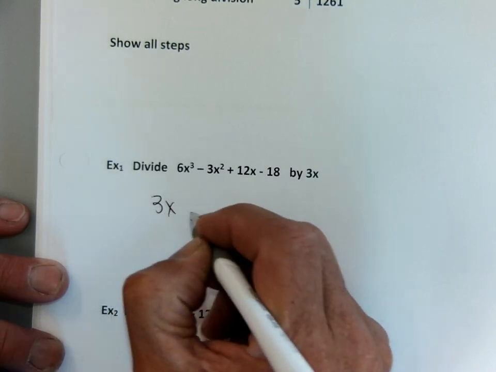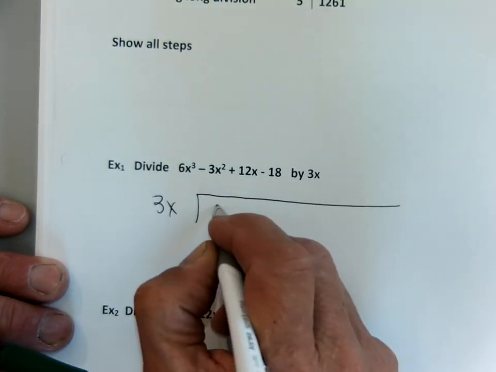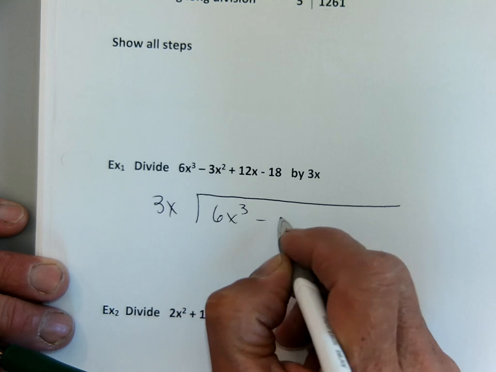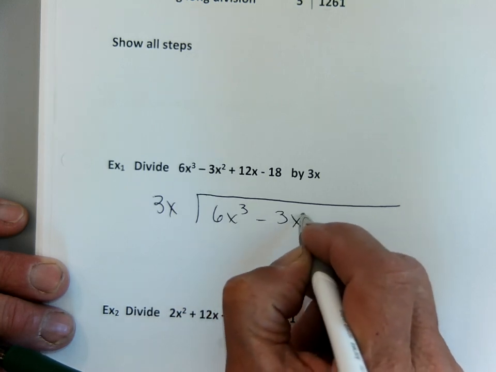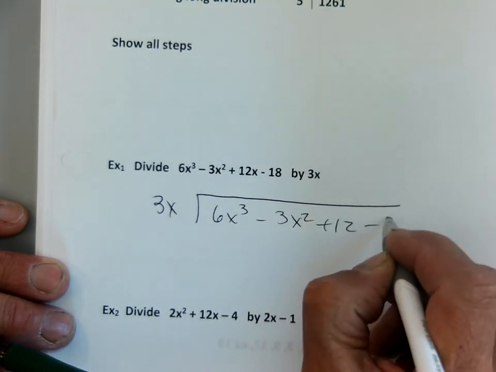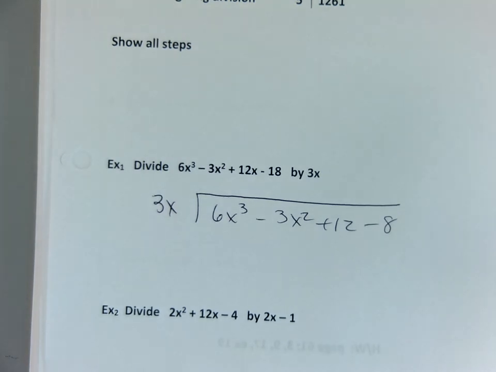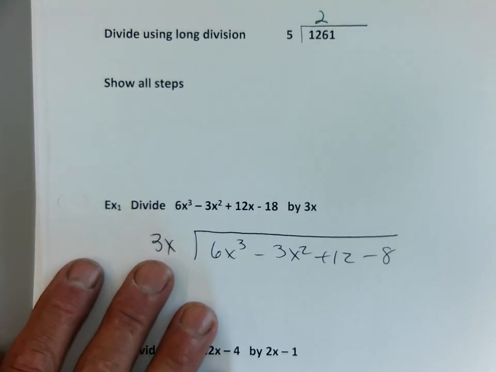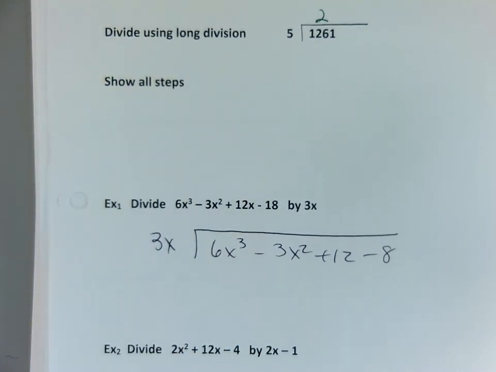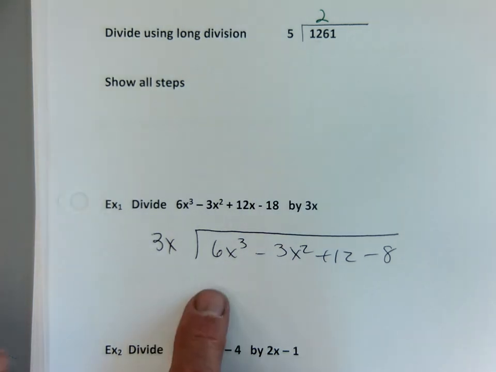3x goes into 6x cubed minus 3x squared plus 12x minus 18. Same thing. And I'll wait for you to get caught up. Did you figure it out? No, I don't know which ones you want. You didn't. Okay. Thank you, Brittany. My bad. Oh, here's Nick. Good. Ignore Nick.